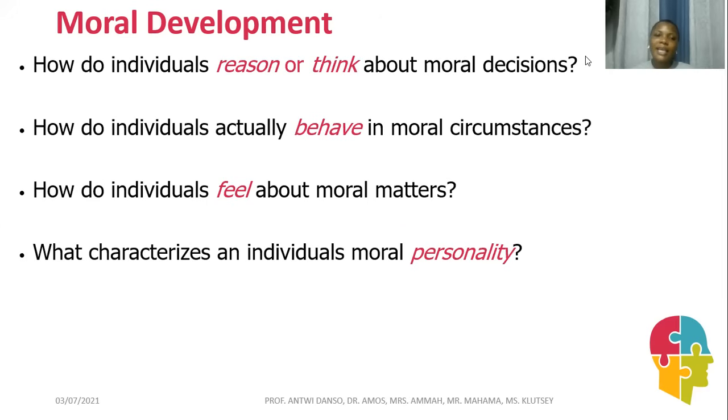The first one is, how do individuals think or reason about moral decisions? So Kofi was hungry, but his stepmother didn't give him food. So he went to pick soup from the pot. How do people think about this action? Do people think it is right or wrong? How do individuals actually behave in moral circumstances? So Kofi is hungry. The stepmother says you will not give Kofi food, but there's soup in the pot which contains meat. Will Kofi actually go and take the soup or the meat, or will Kofi leave it at that?